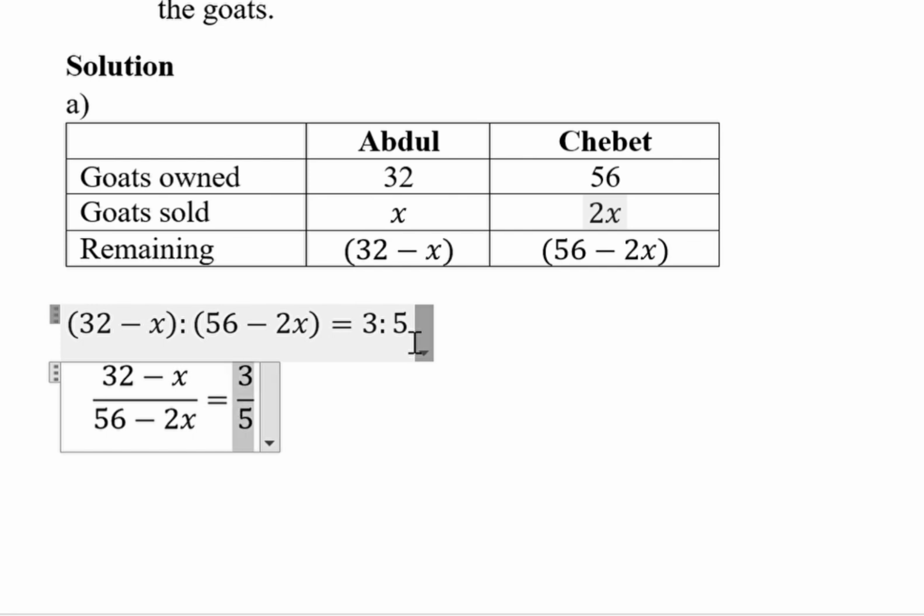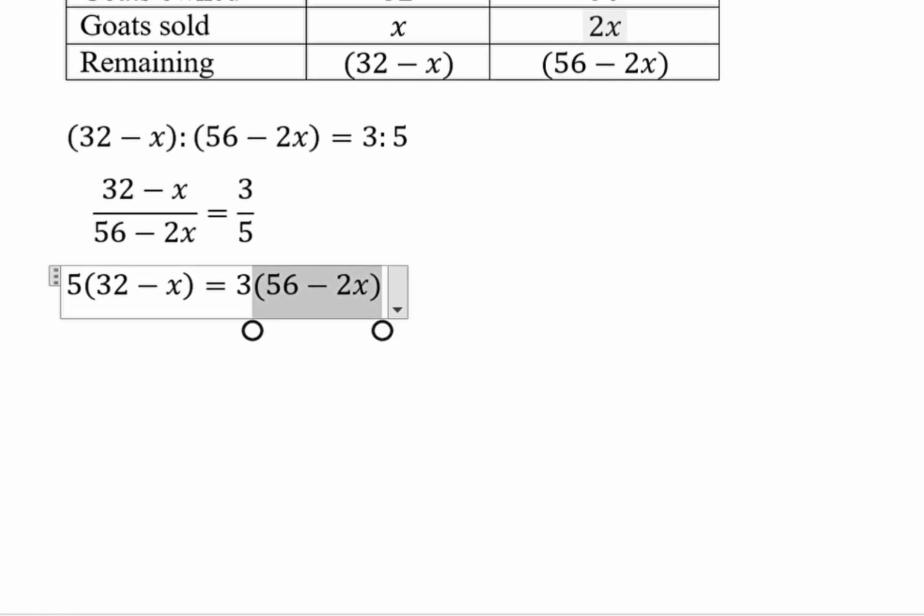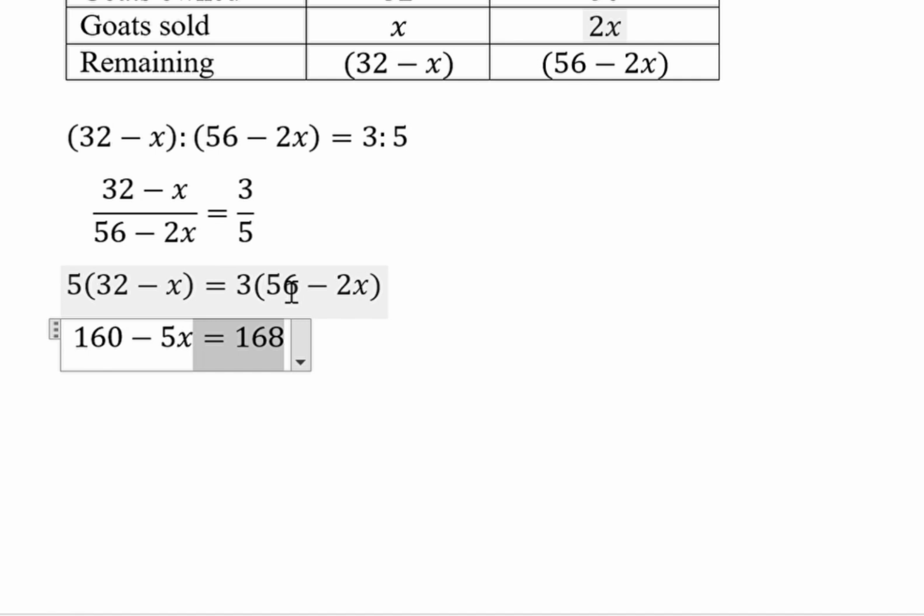Now if we cross multiply, we take this times this should be equal to this times this. So 5 into 32 minus X should be equal to 3 into 56 minus 2X. If we open the brackets, we shall have 160 minus 5X is equal to 168 minus 6X.